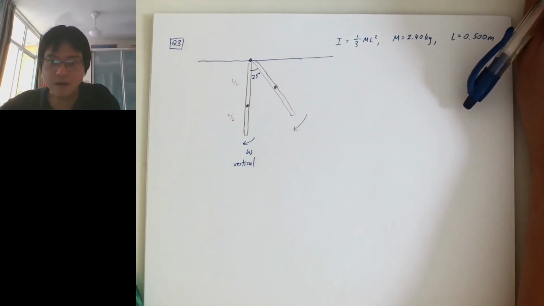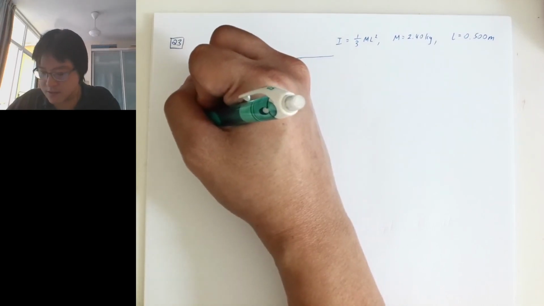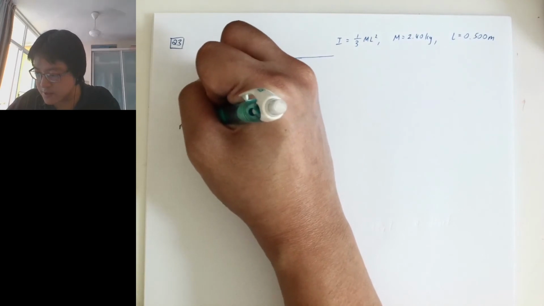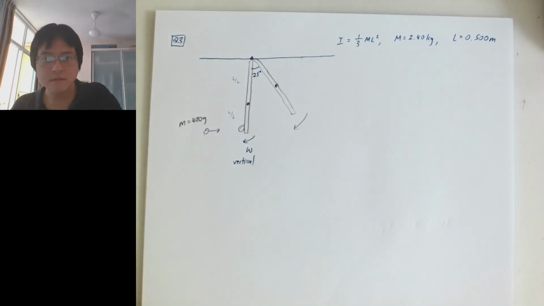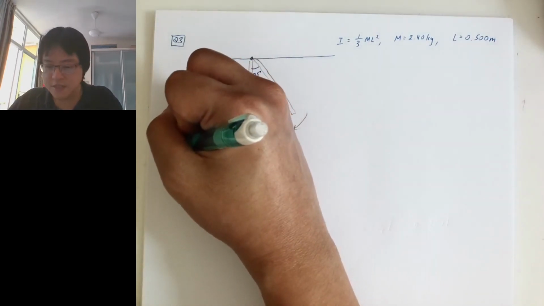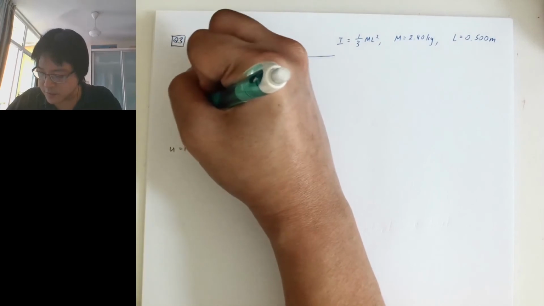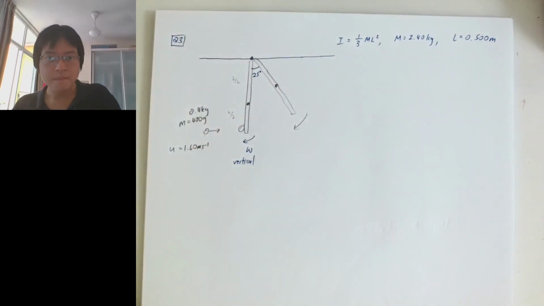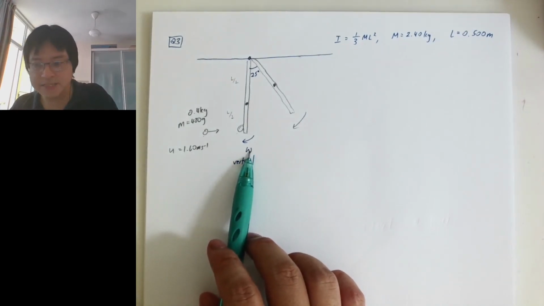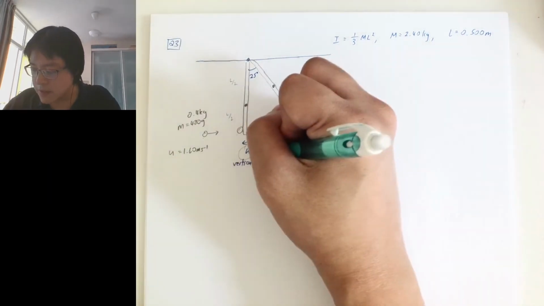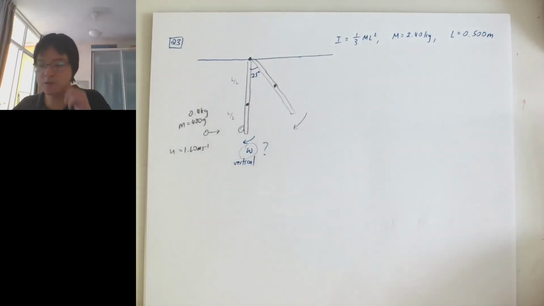Okay, so what are we supposed to find? There's a snowball of mass 400 grams, so small m equals 400 grams, coming in from the left, and it hits the sign. We know the initial velocity is 1.60 meters per second. So this is 0.4 kg. Firstly, part A is to calculate the angular speed of the sign immediately before impact. So I want to calculate this omega.